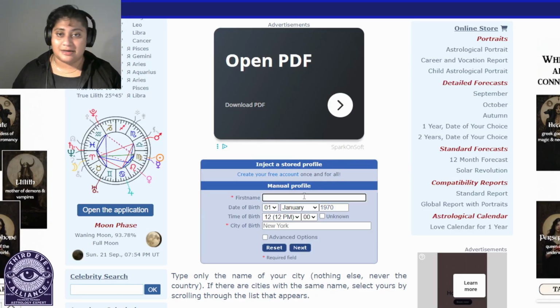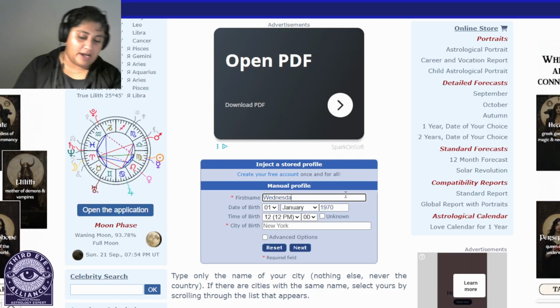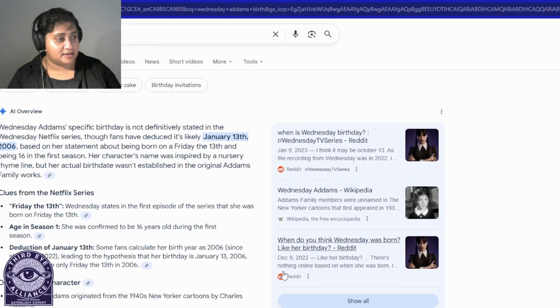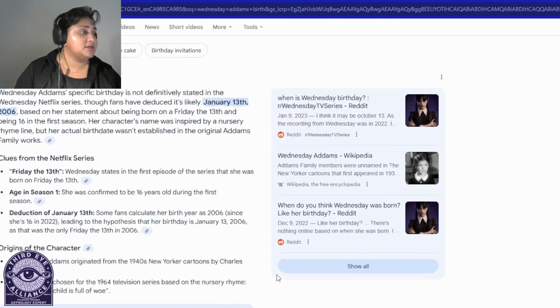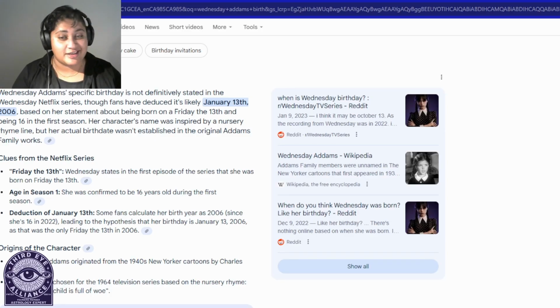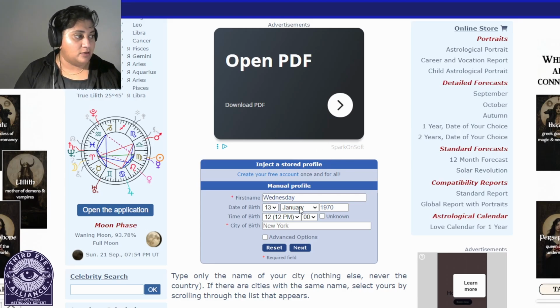So let's make a random chart. Let's do the chart for Wednesday. Now, I don't know when, because I was just watching the show Wednesday. All right, some people are saying Wednesday is born on October the 13th or January the 13th. Now, let's try January the 13th. So this will make her probably a Capricorn or an Aquarius. So let's make a chart for January 13th.